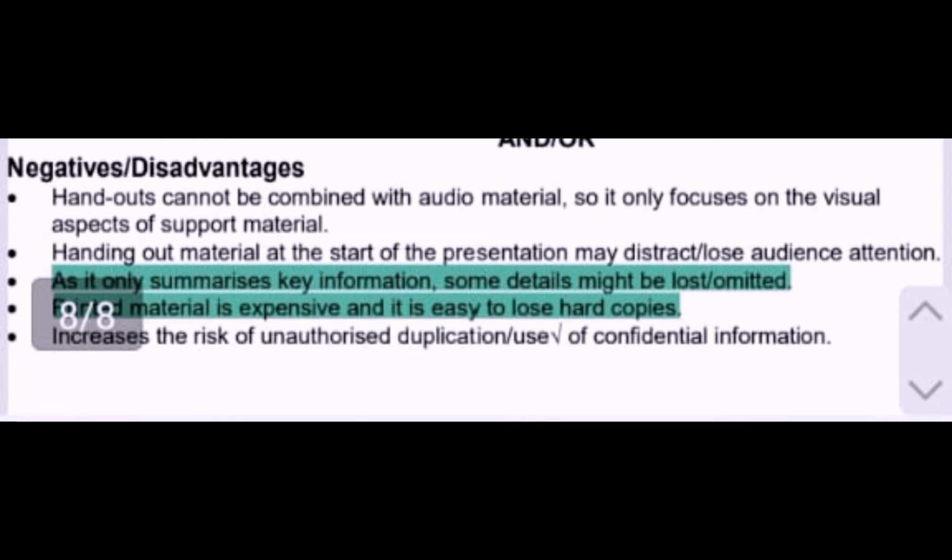Now we move forward to the negative impact when it comes to what? When it comes to the handout. The negative impact, it only summarizes key information. Some details may be lost, whereby here it may be what? Only summarizing the key details or the key information, but some information is not being summarized there. Printed material is expensive and it can easily be lost. It can be easy what? To be lost. You can lose it easily. That's what they are talking about.